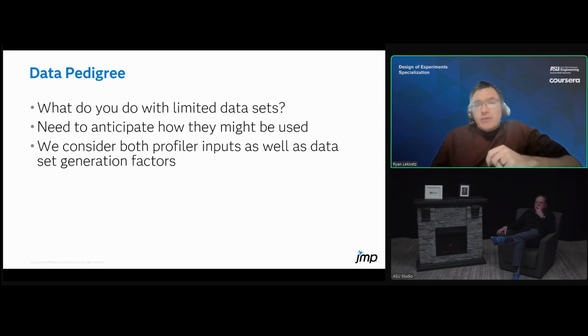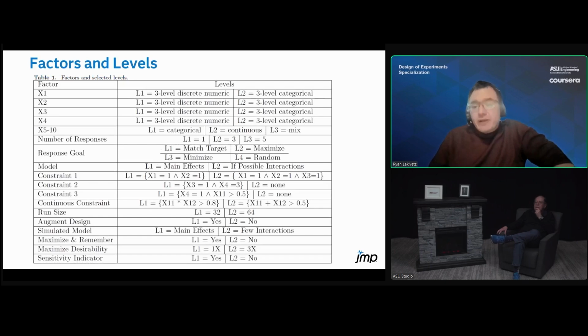Now, what made this even more difficult for the disallowed combinations is, what do you do when you have limited data sets? We know we have a lot of users using disallowed combinations, but oftentimes they may be proprietary data sets. So this required us to anticipate how some of these might be used. To do that, we considered both the profiler inputs as well as data set generation factors. I'm not going to spend the time going through these different factors and levels, but I want to point out that the majority of factors we focused on were to generate different data sets. Almost all of the factors here, except for those bottom three, have to do with generating different types of data sets with disallowed combinations.